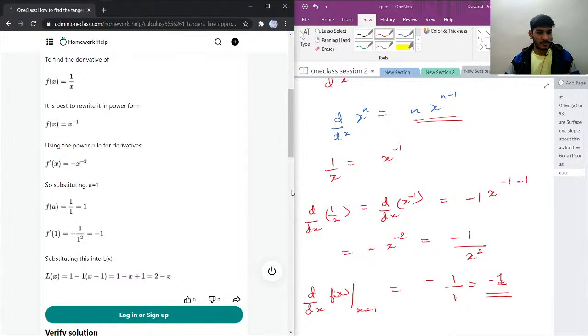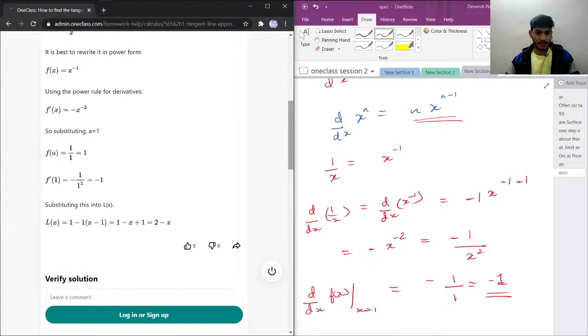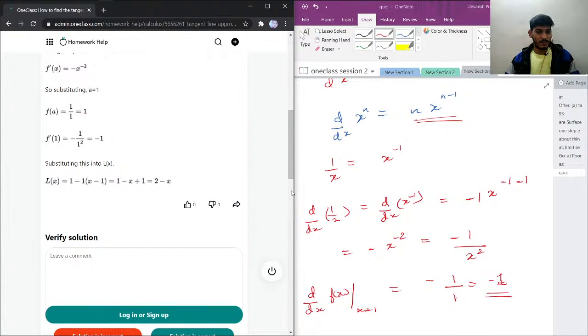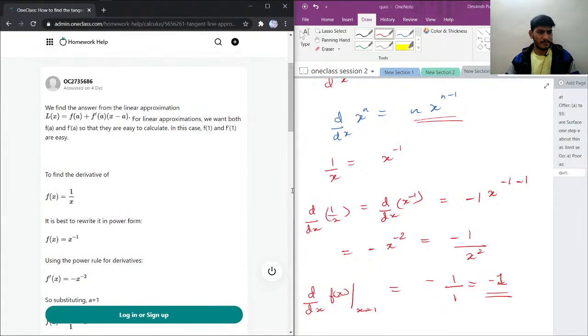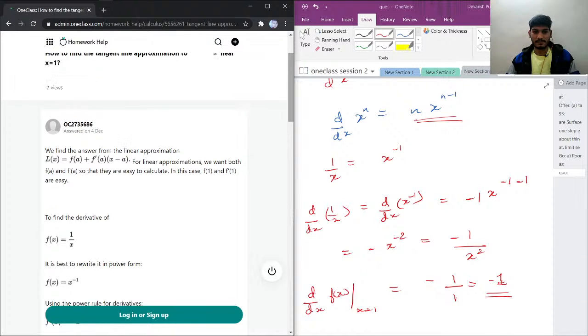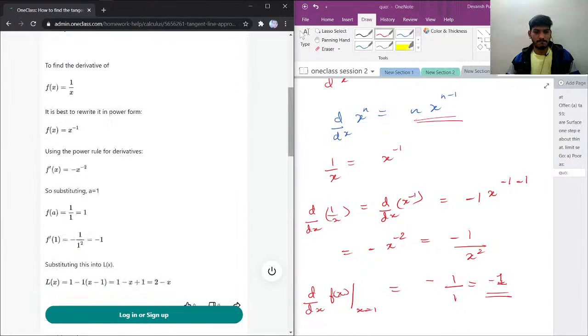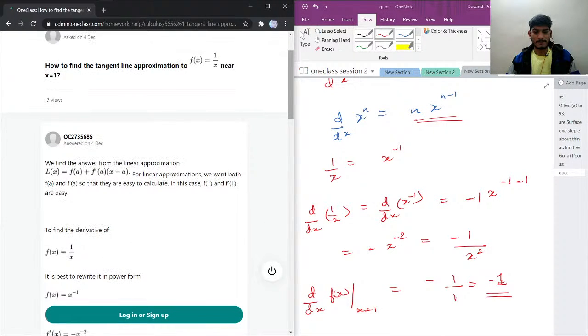Using the power rule for derivatives, we have f prime of 1 equal to negative 1. Now substituting this into L of x, let's see what is L of x. We find the answer for the linear approximation. L of x equals f of a plus f prime of a times x minus a. For linear approximations, we want both f of a and f prime of a so that they are easy to calculate. In this case, f of 1 and f prime of 1 are easy. So this was just the tangent.